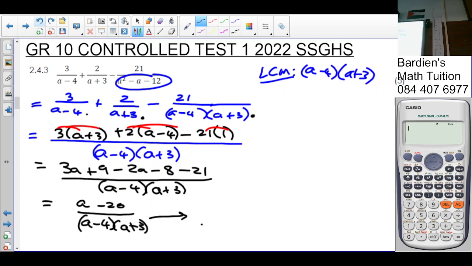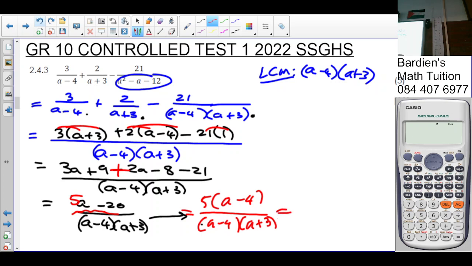Is that correct? Not correct. Did I make a mistake? Yes, it's supposed to be positive 2a. Okay, so yes, I made a mistake here. So it's plus 2a, so 3a plus 2a is 5a. So what is common here now? 5. Then I'm left with a minus 4 over a minus 4 times a plus 3. So what happens now? A minus 4 cancels, so it's 5 over a plus 3. Here we go.